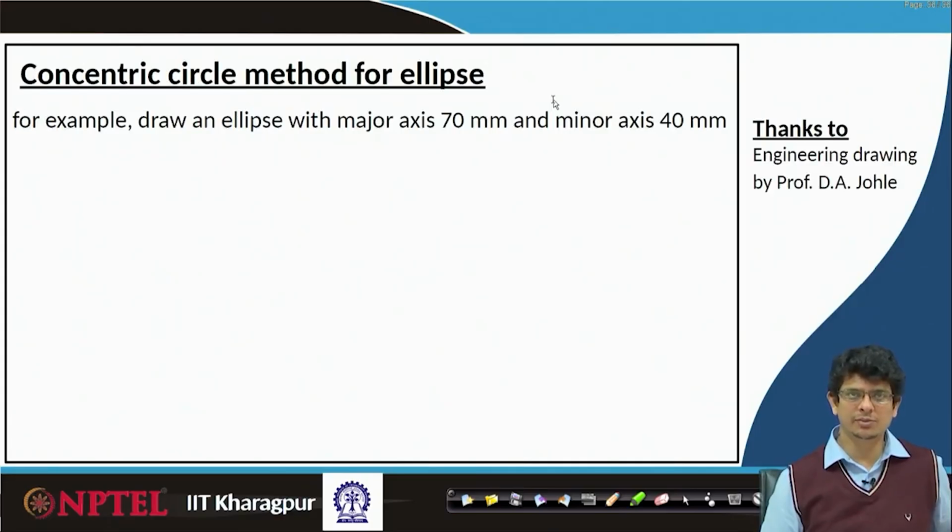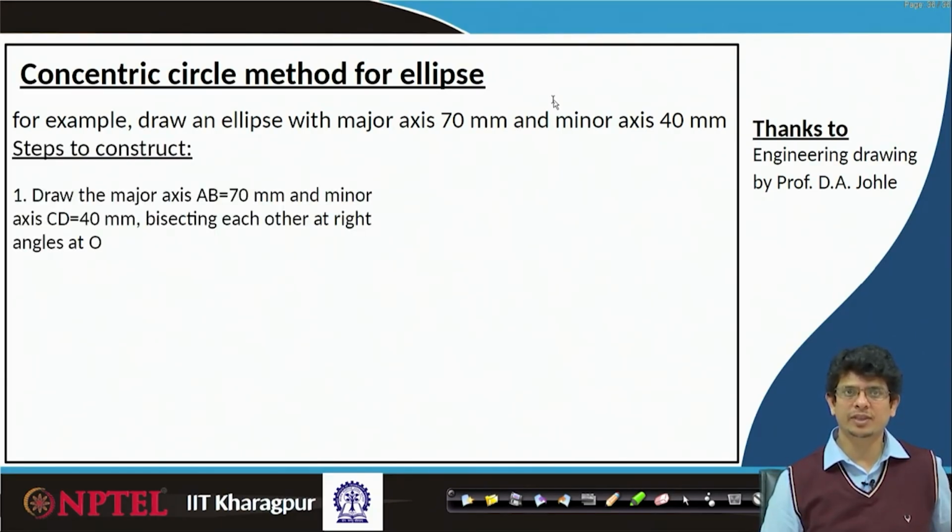So, the concentric circles method. In this, two concentric circles are drawn, and from there we construct an ellipse. Based on the major axis and minor axis given for an ellipse, we will draw two circles of two different radii concentrically and then join the lines to construct the ellipse. Let us look at that through an example. For example, draw an ellipse with major axis 70 mm and minor axis 40 mm.